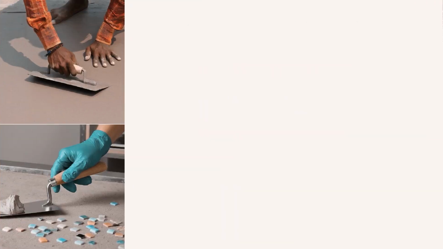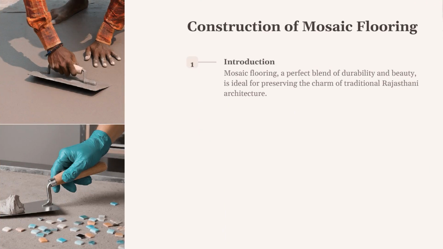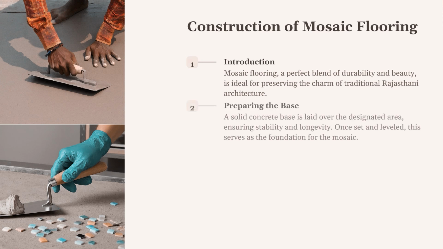Again, imagine you are in the vibrant city of Jaipur, the architecture is classic Rajasthani, and you want to preserve the charm of the villa with mosaic flooring. Here is how we transformed the villa's entrance hall. Preparing the base. First things first, we need a strong foundation. We start by laying down a solid concrete base over the 200 square foot area of the entrance hall. This step is important as it ensures the floor remains stable and long lasting.